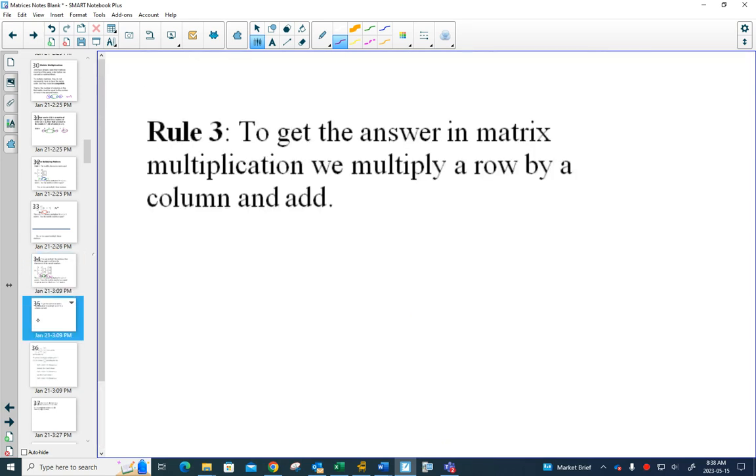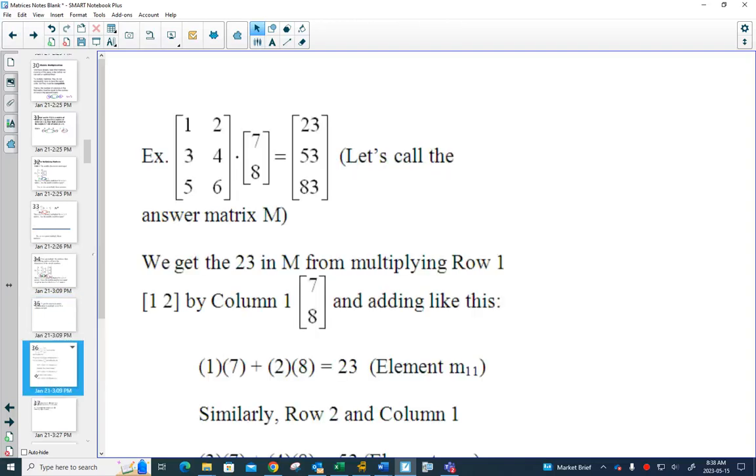And then to get each element in your answer, you have to multiply a row by a column. The row gets turned on its side, and each corresponding element multiplies with each corresponding element, and you add them up. So this is what it looks like.